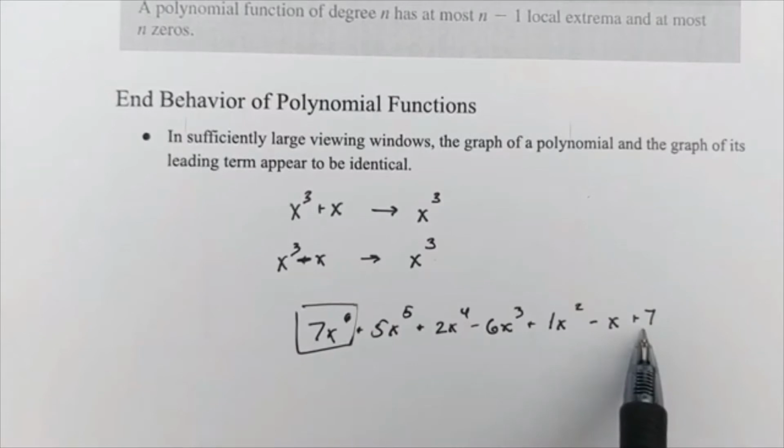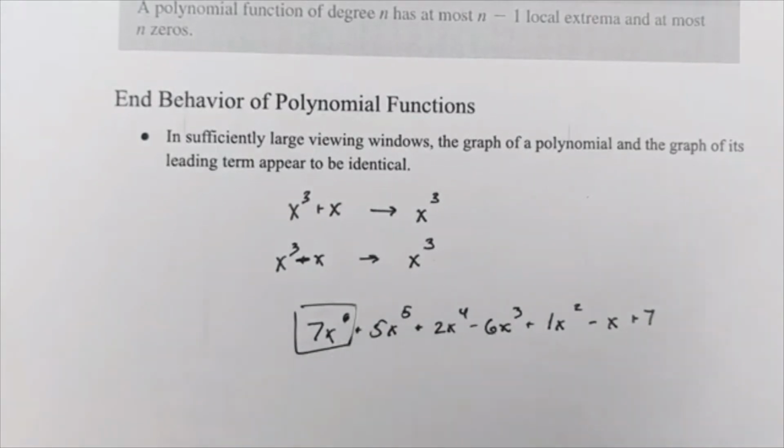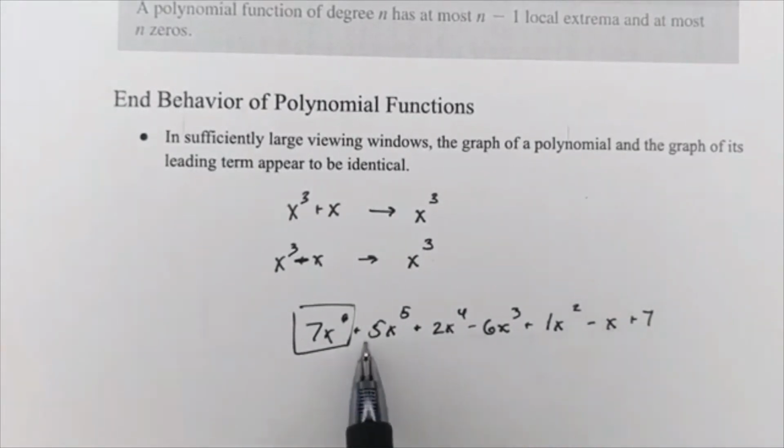Adding 7 changes this value by so little. But that's true for all of the terms other than the first. Each of them changes the leading term by so little.